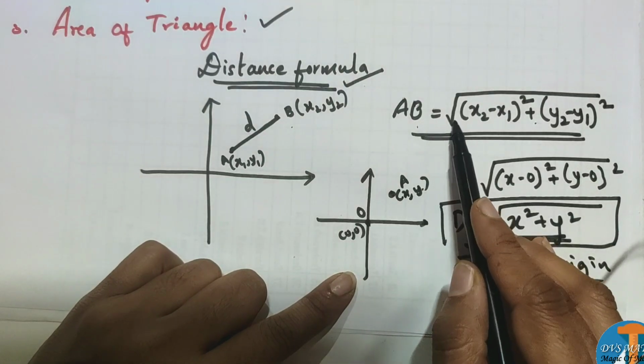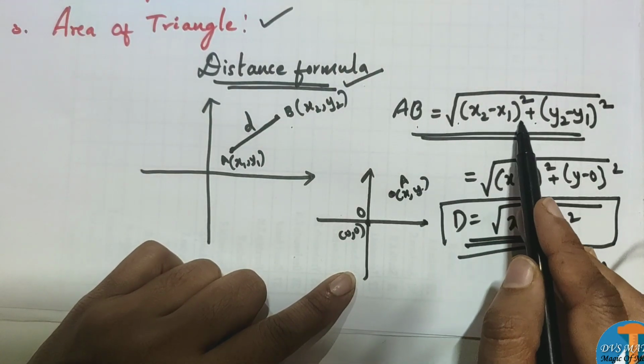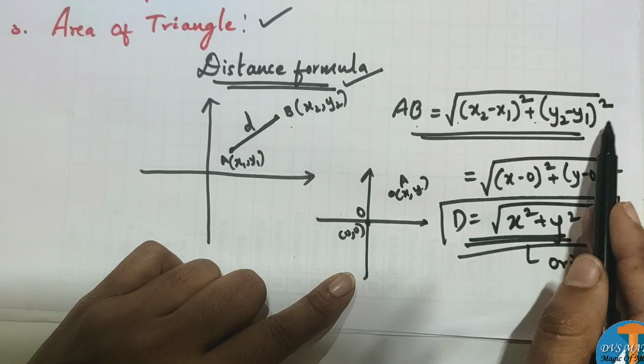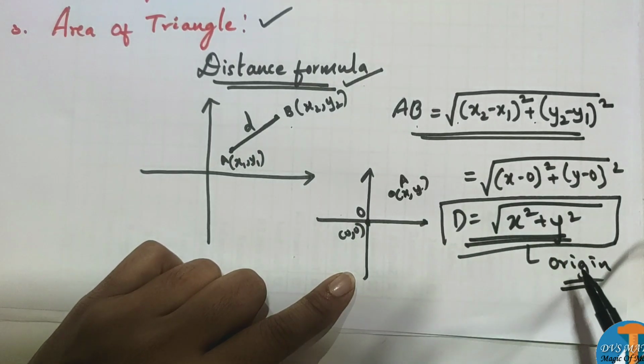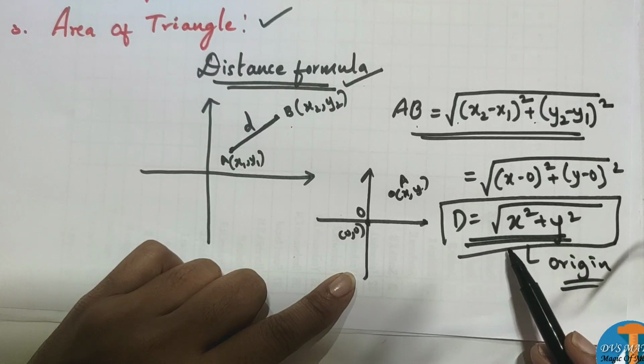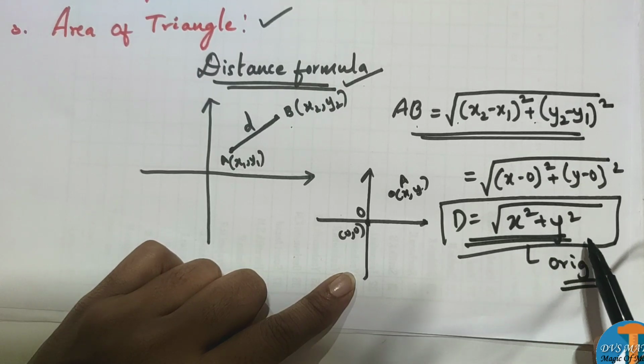So distance formula: square root of x2 minus x1 whole square plus y2 minus y1 whole square. If one point is origin, then the formula will be square root of x square plus y square. I think it's clear, right?